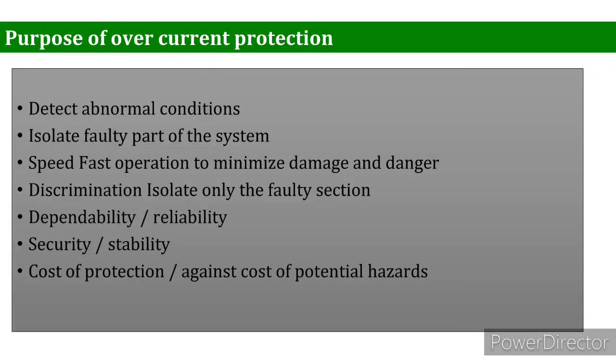If we talk about the major purpose of overcurrent protection, we can say that it detects abnormal conditions like faults, and it basically isolates the faulty part of the system, like we mentioned in the non-unit protection scheme. Along with that, speed: fast operation to minimize damage and danger. Discrimination: isolate only the faulty section. Dependability and reliability.